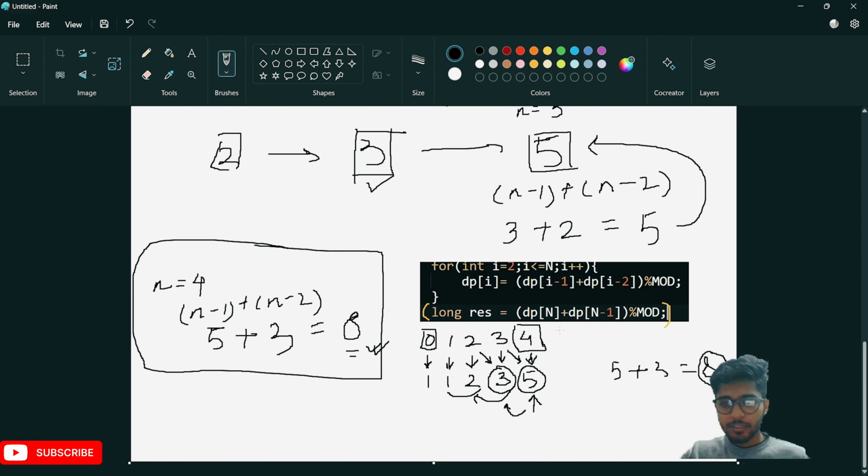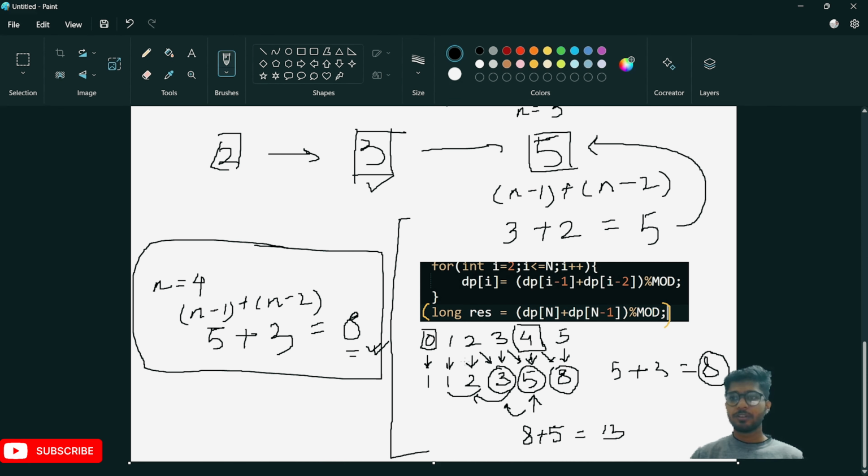If you are not yet clear with this logic, let's take n equals 5. In the last iteration, the value will be 5 plus 3, that is 8. But this is the value for 4. The exact value for 5 will be calculated as the present value plus the previous value, that is dp of n plus dp of n minus 1. Hence we will get 13. So this is all about the code. Hope it is all clear.